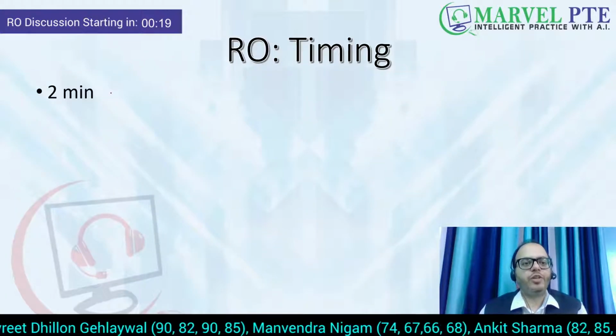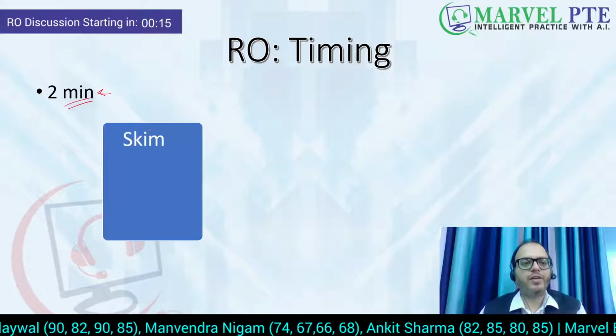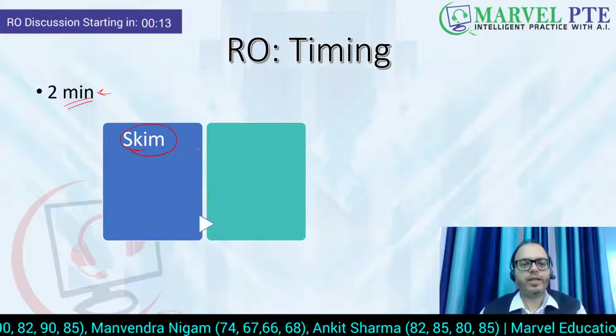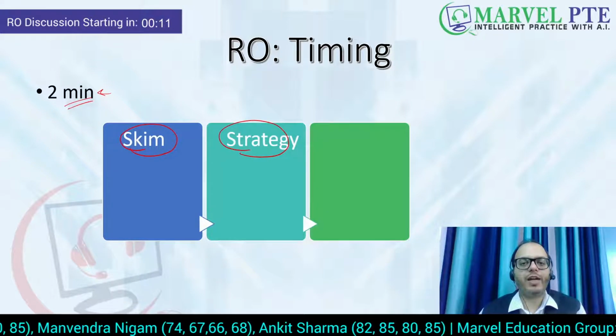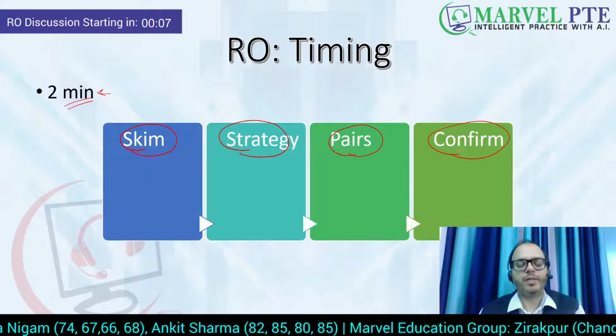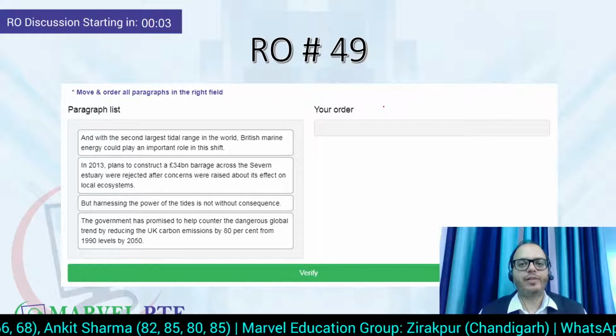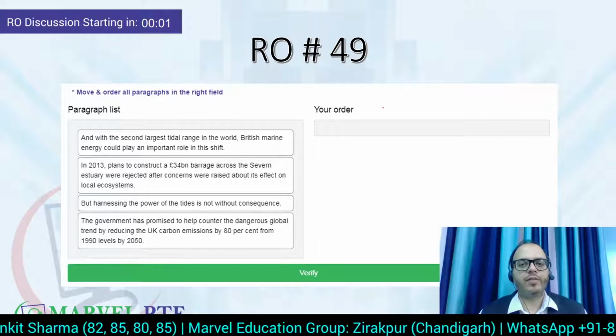And the timing, you can spend a maximum of 2 minutes on one reorder paragraph. And in those 2 minutes, you have to skim, then you have to apply our strategies, then you have to make pairs, then you have to confirm if all the pairs are correct or not. And as usual, I'm going to give you 30 seconds to skim through this and then we are going to discuss it.